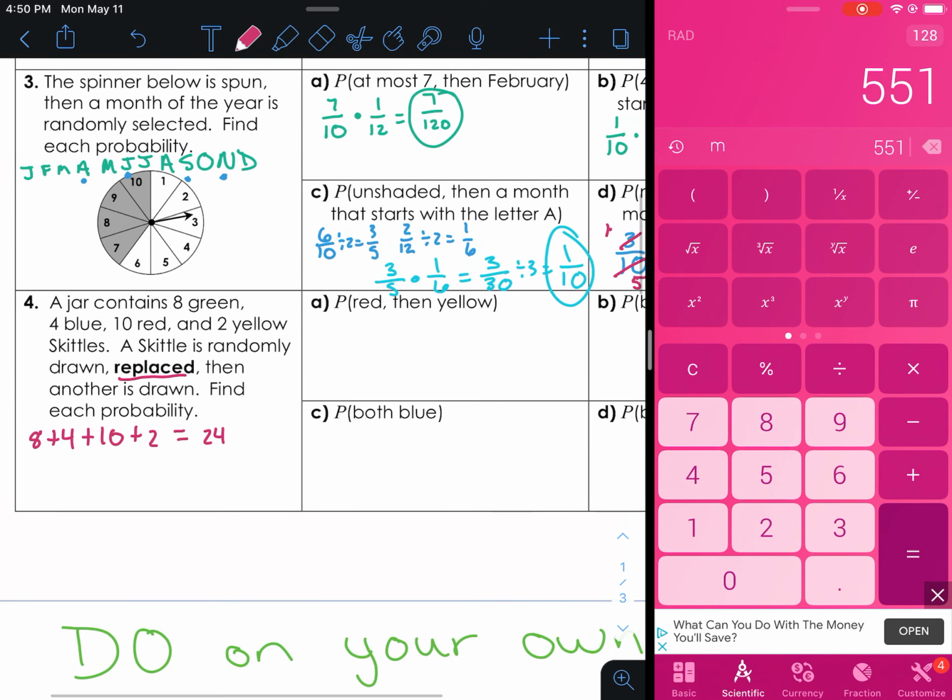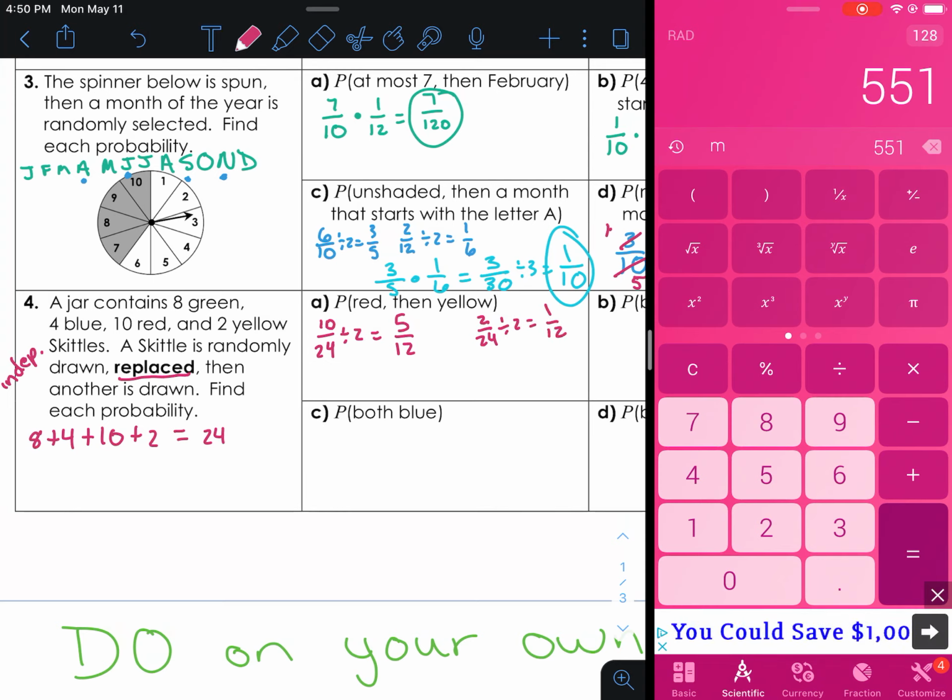And the key is that it says it's replaced. So this means that it's an independent event. They do not depend on the other. So if I want to choose a red one, there are 10 out of 24, and I'll reduce that by 2. So that'll give me 5/12. And then the other one, being yellow, will be 2 out of 24, which again, I can reduce by 2. So that gives me 1/12.